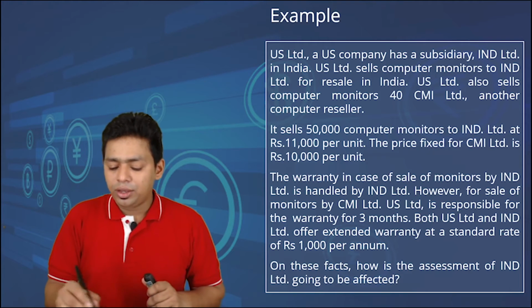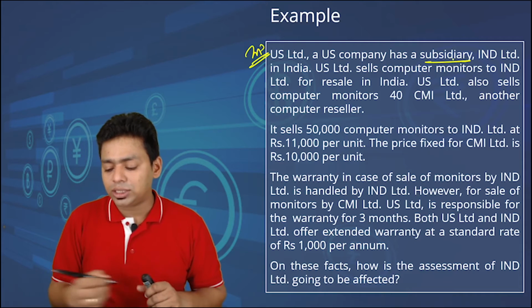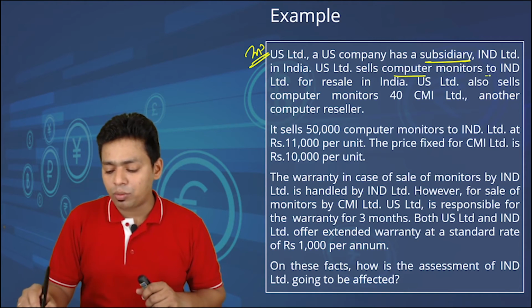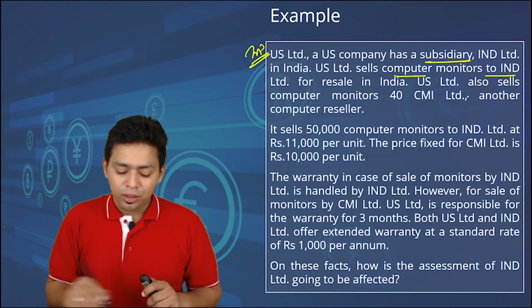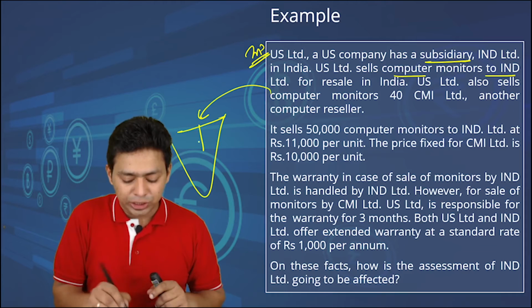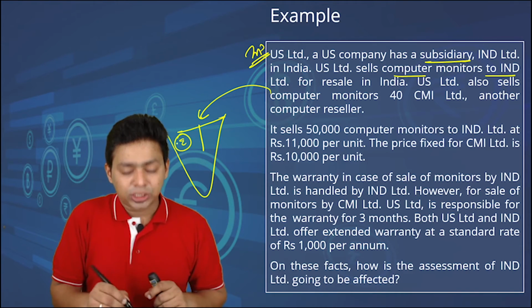One example we have to learn here, and this is an important example. US Limited, a US company, has a subsidiary Ind Limited in India. US Limited sells computer monitors to Ind Limited. So this is India and we are buying computers. You need to understand on which side the effect is going to happen. Obviously, the effect is on the expenditure side.